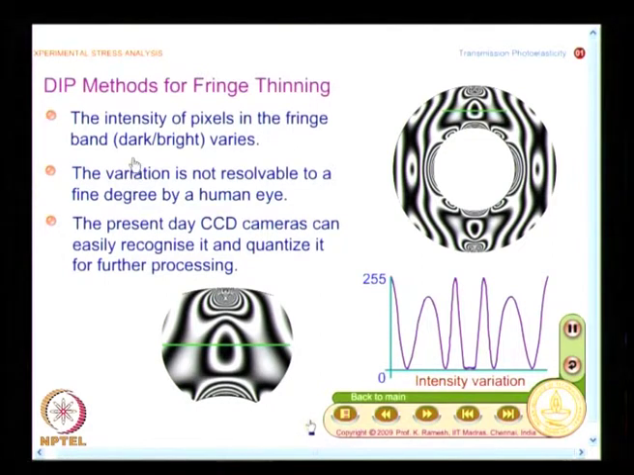So, the point here is the intensity of the pixels in the fringe band varies. The variation is not resolvable to a fine degree by a human eye. The present day CCD cameras can easily recognize it and quantize it for further processing. So, this is what is important, but even before we used intensity information, people also used only the binary information, identify the fringe area and strip the outer pixels and get the skeleton.